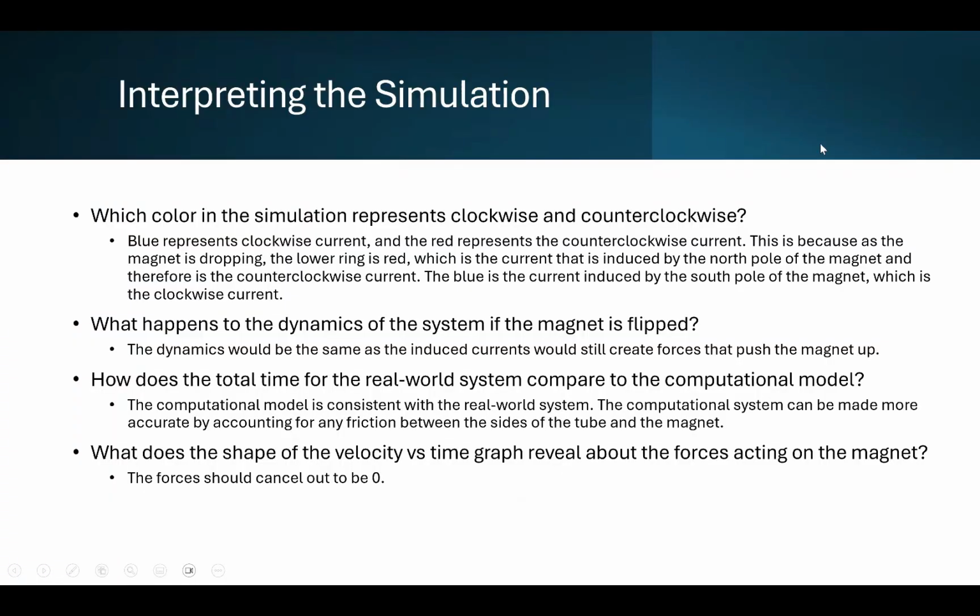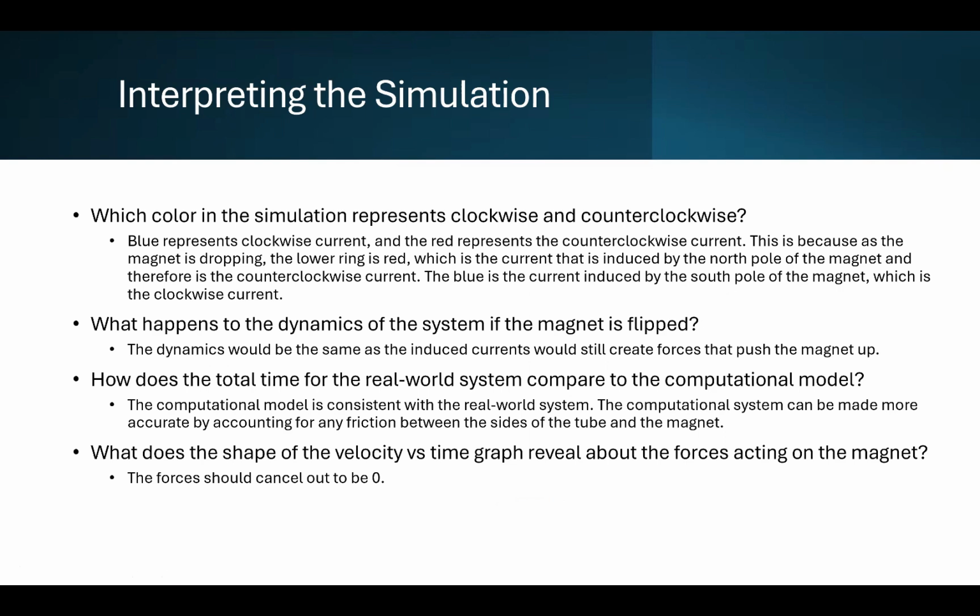Interpreting the simulation: which color in the simulation represents clockwise and counterclockwise? Blue represents clockwise current and red represents counterclockwise current. This is because as the magnet is dropping, the lower ring is red, which is the current induced by the north pole of the magnet and therefore is counterclockwise current because the B field should point up. And the blue is the current induced by the south pole of the magnet, which is the clockwise current.